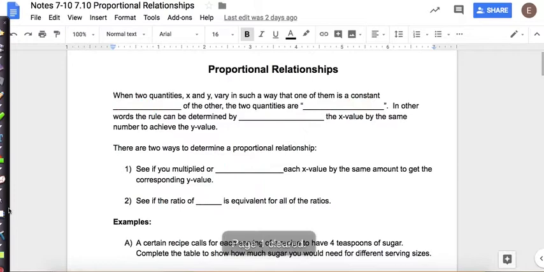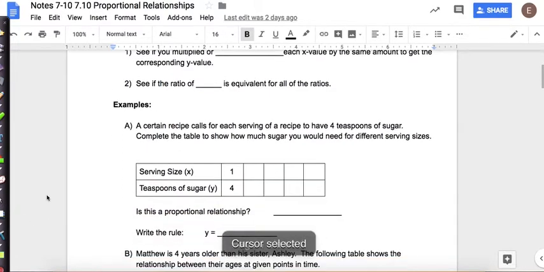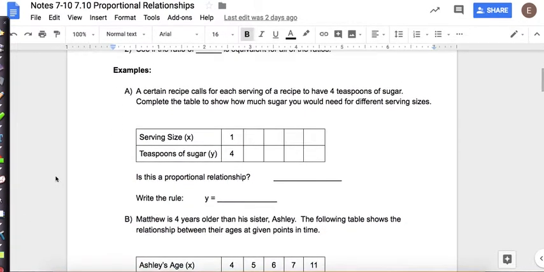So let's look at example 1 here, or example A, I should say. A certain recipe calls for each serving of a recipe to have 4 teaspoons of sugar. Complete the table to show how much sugar you would need for different serving sizes. So if you look here, we know that 1 serving is 4 teaspoons, and I already have that in the table here. And this is called a horizontal table. A lot of the ones we look at are vertical, but this is horizontal because it goes sideways.